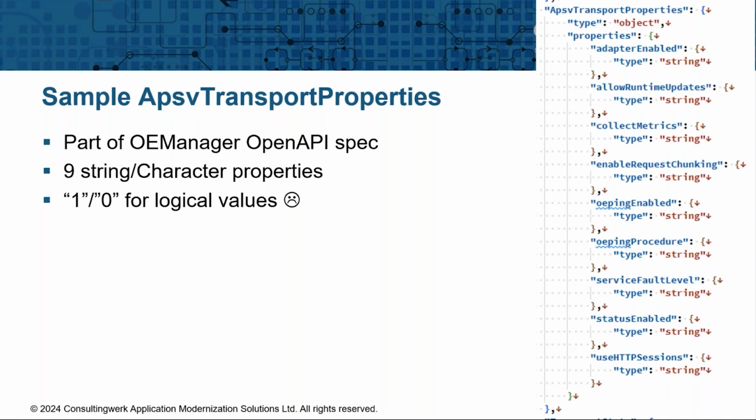Interestingly enough, Progress has chosen to use strings for 0 and 1 for logical values, which I have my own opinion about, but I'm not going to give that out publicly now.